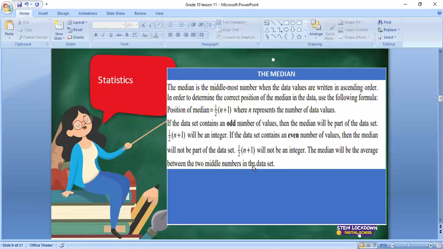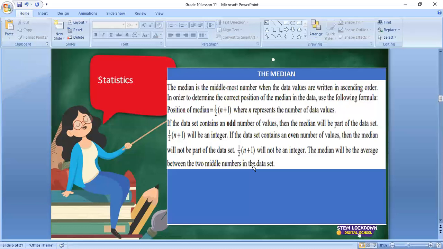So basically, for odd-numbered data, we have a single number at the middle, which will be our median. To calculate the position of the middle number, we use half n plus 1, because half n plus 1 will give us an integer. An integer implies a whole number, so with the whole number, we can find the position of the median.